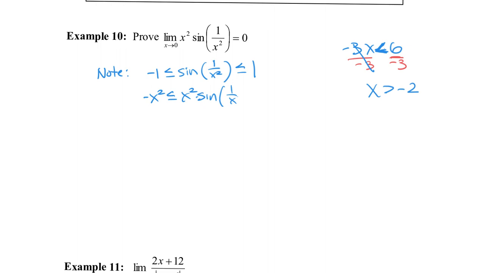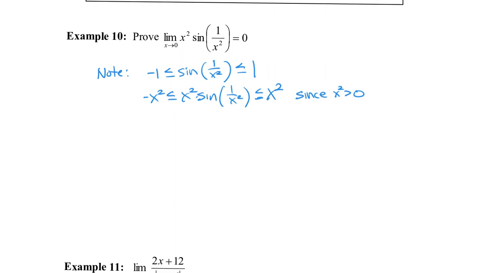So I end up with this new compound inequality. I'll multiply all three parts by x squared. I don't have to change the direction of the inequalities because I know that x squared is going to be greater than 0. So from here, I'm going to end up using the squeeze theorem. So we've got three parts here. We've got this negative x squared. We've got x squared times the sine of 1 over x squared, and we've got x squared.